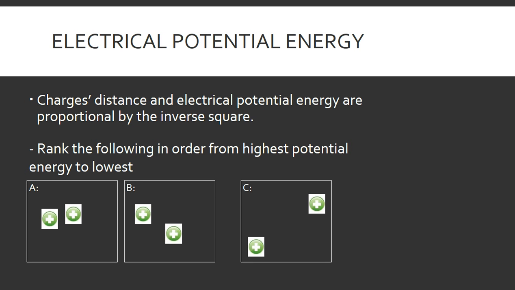So rank the following in order from highest potential energy to the lowest. Take a minute and do so. If you said that A has the highest, B has the second, C has the least, you are correct. Now the next question said, why did you rank them that way? Or why should you rank them that way? And the answer would be because of this proportional by the inverse square relationship.